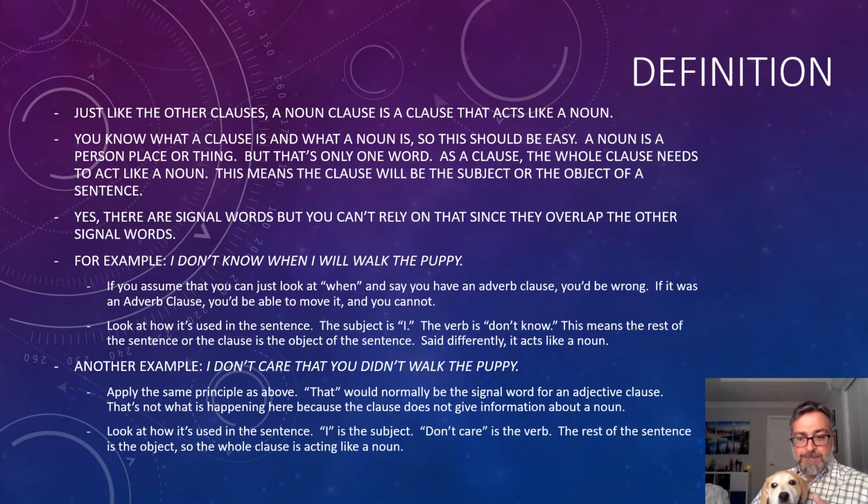It's not the verb, right? So if you think about your SVO, you're going to have your subject is a noun or your object is a noun. Yes, there are signal words with noun clauses, but you can't rely on those because they are going to overlap with some other signal words.